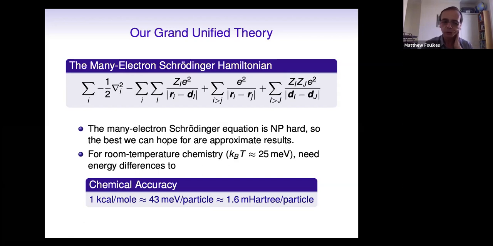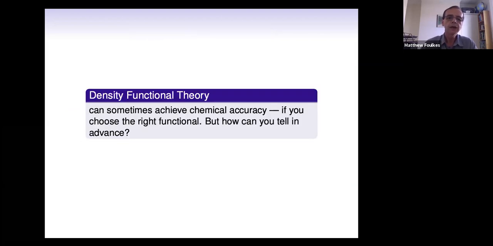So chemists always talk about what they call chemical accuracy, which they regard as the minimum useful to do room temperature chemistry. And they say you need to be able to calculate differences in energy between different structures, for example, to 1 kilocalorie per mole, which in my language is 1.6 millihartrees per particle. So let's bear that in mind, because I'll talk about that a little bit later. So, of course, most people, including me, I love density functional theory and I use it.